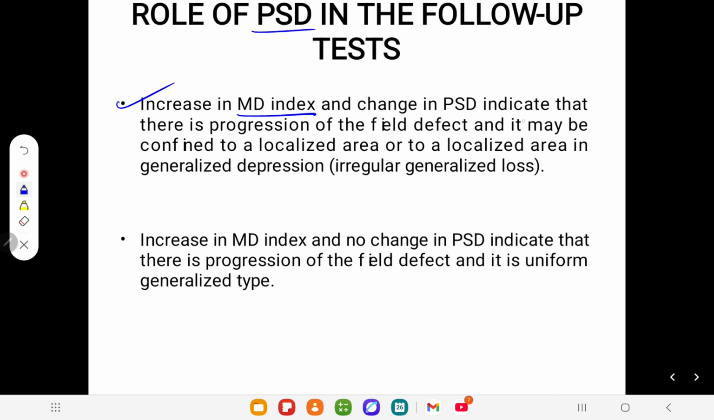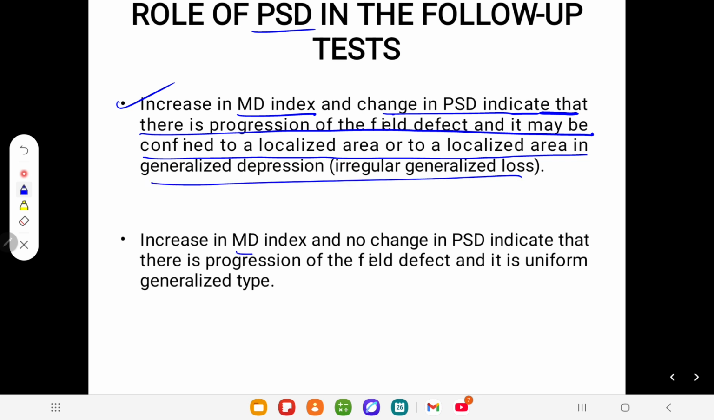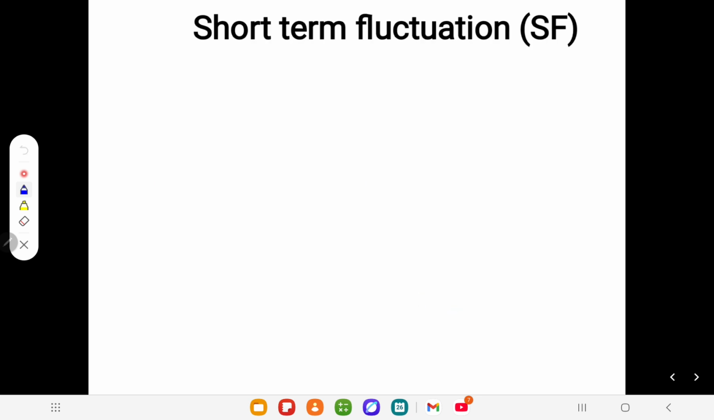Role of the pattern standard deviation in follow-ups. Increase in MD index and change in the pattern standard deviation indicates the progression of the field defect. But at the same time, the confined local area and localized generalized depression. MD, and if there is an increase in MD and no change in pattern standard deviation, it indicates what? Indicates a uniform generalized defect, not a focal generalized defect.